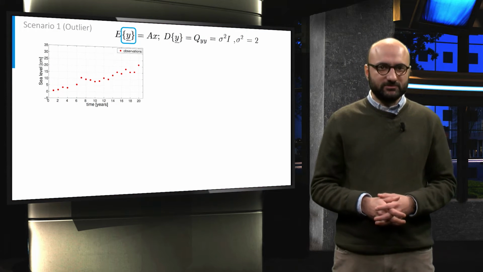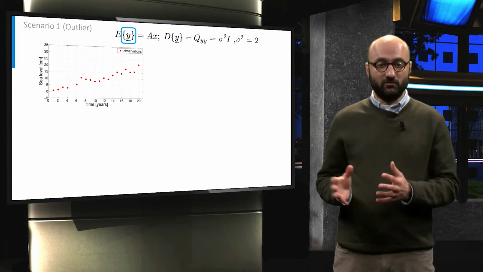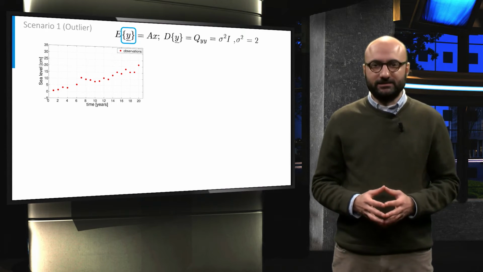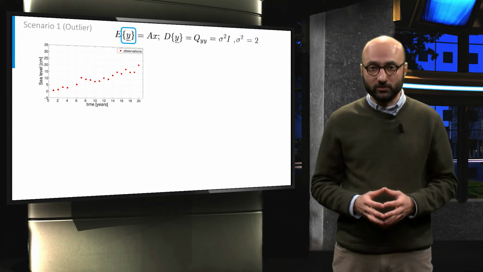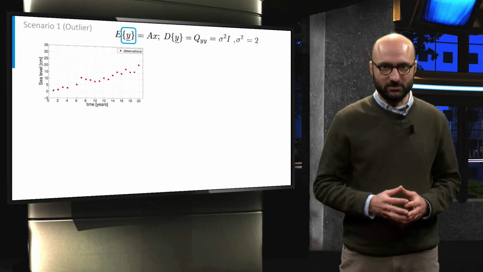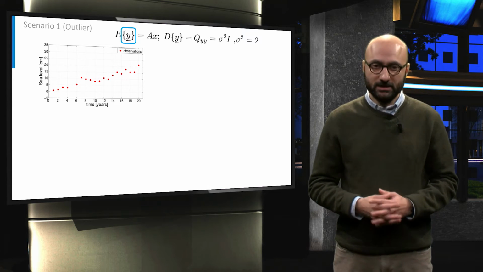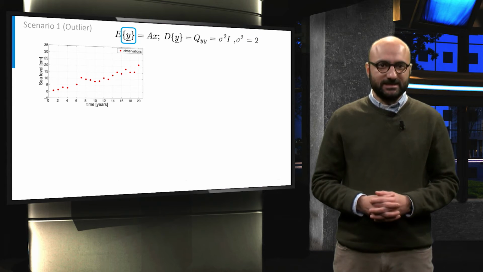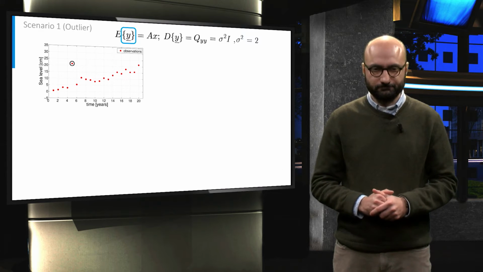Assume we have a time series of observations. The functional model can be written as expectation of y equals Ax, and the uncertainty in the observations is described by the Q matrix with uncorrelated and equal-variance observations, with variance of 2 centimeters squared. In the first example, let's assume we have an outlier in the observation vector.